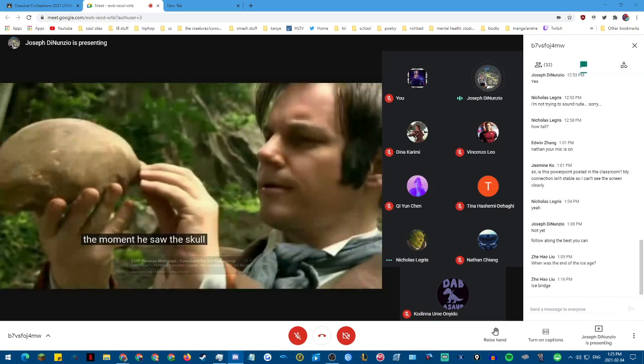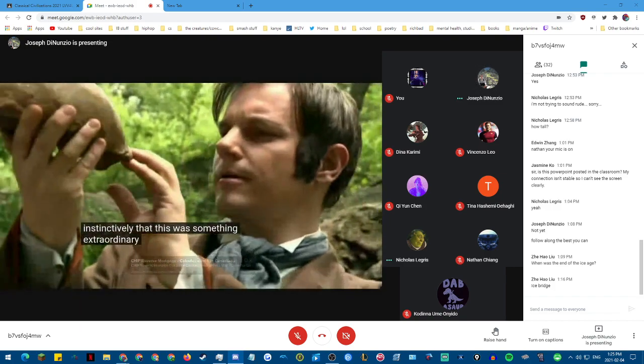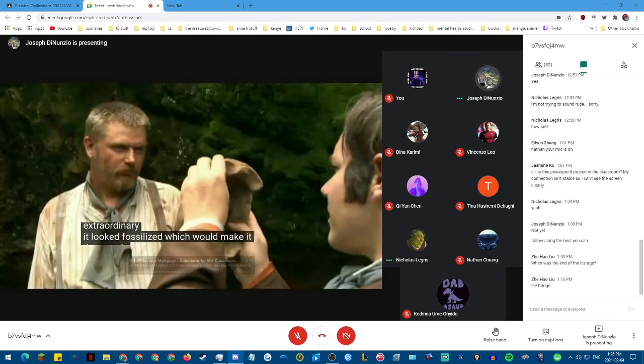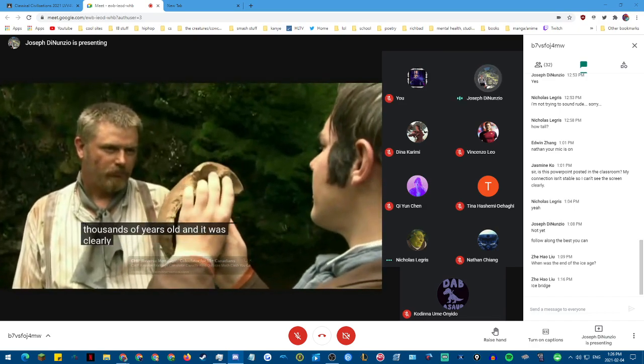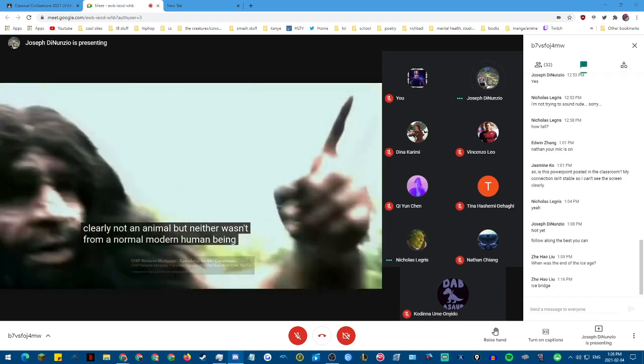The moment he saw the skull, he knew instinctively that this was something extraordinary. It looked fossilized, which would make it thousands of years old, and it was clearly not an animal. But neither was it from a normal modern human being.